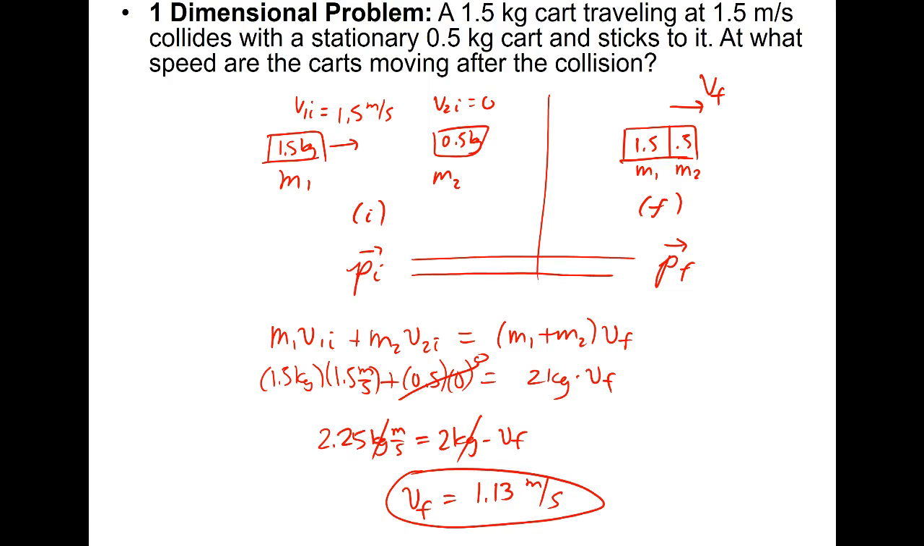And that makes sense because if you look at V1 initial, it was going at 1.5, but that had 3/4 of the mass of the system. So that kind of had 3/4 of the final momentum. So the final speed should decrease to approximately 3/4 of what you started with.